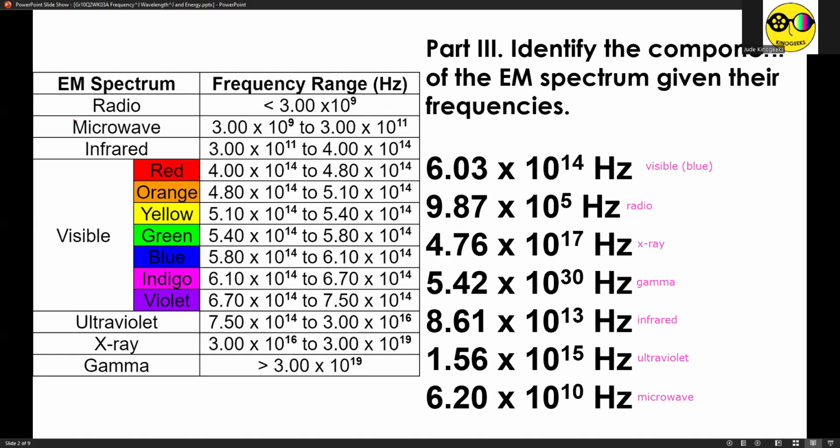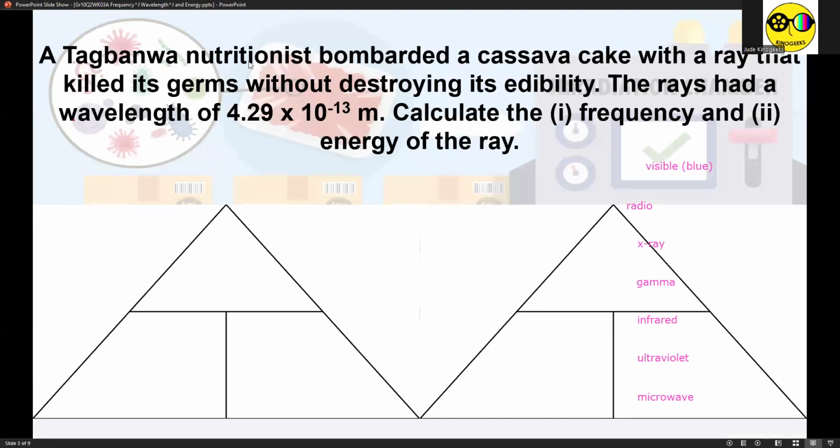All right. So let's now proceed to our main agenda for today, which is unifying the pyramid formula that we used last week. So let me read this problem to you. A Tagbanwa nutritionist bombarded a cassava cake with a ray that killed its germs without destroying its edibility. The ray had a wavelength of 4.29 times 10 raised to negative 13 meter. Calculate the frequency and energy of the ray.